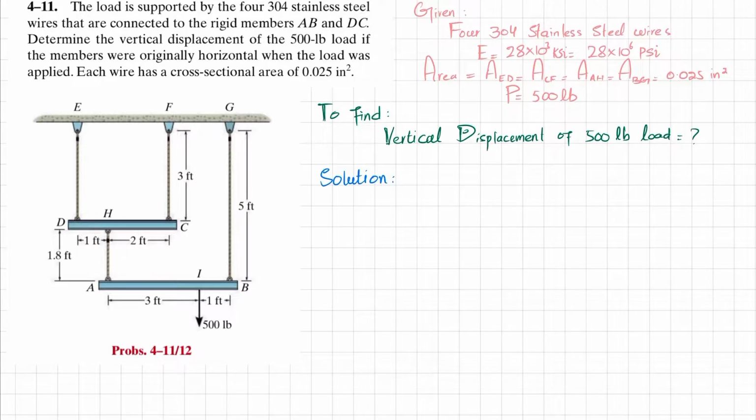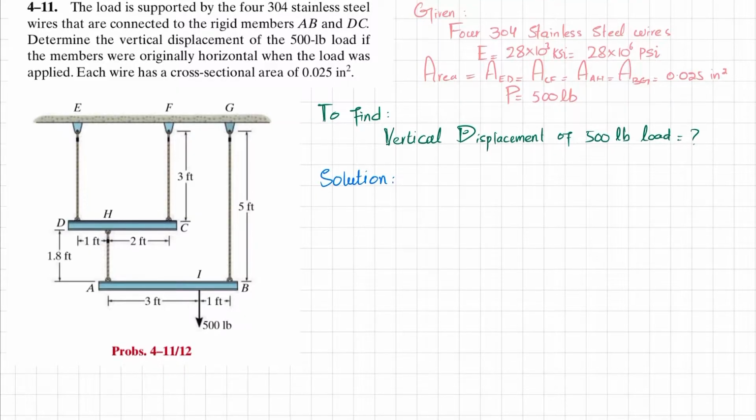So you can see this is rigid member DC and this is AB, that are supported by these four wires, DE, CF, BG and AH. And when a load P, that is 500 pound, is applied when the members are horizontal, clear? So you have to find the vertical displacement due to this load of 500. So let's start with the solution. First of all, we will find the force in each wire: wire ED, wire FC, wire GB, wire AH. How will we find them?